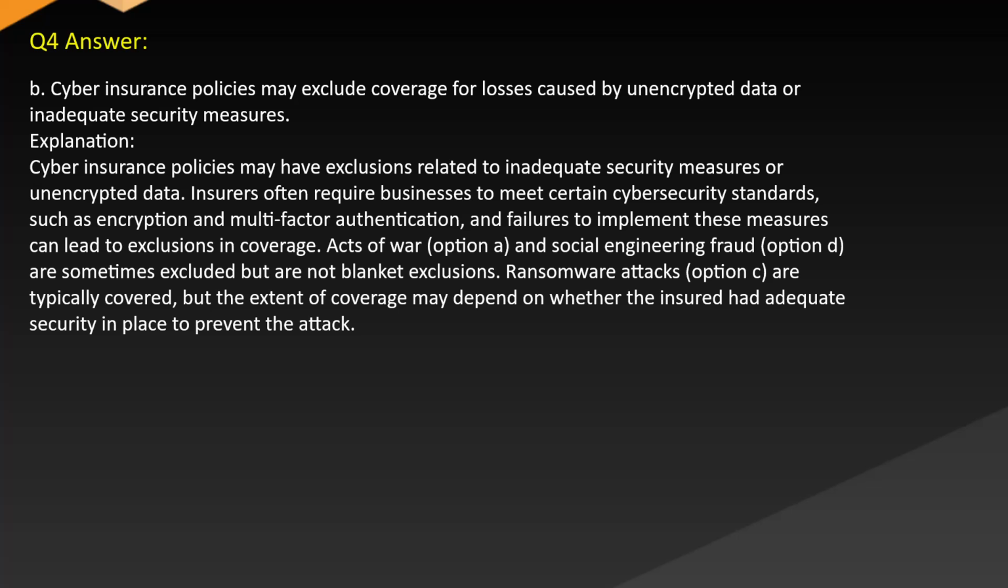Acts of war, option A, and social engineering fraud, option D, are sometimes excluded but are not blanket exclusions. Ransomware attacks, option C, are typically covered, but the extent of coverage may depend on whether the insured had adequate security in place to prevent the attack.